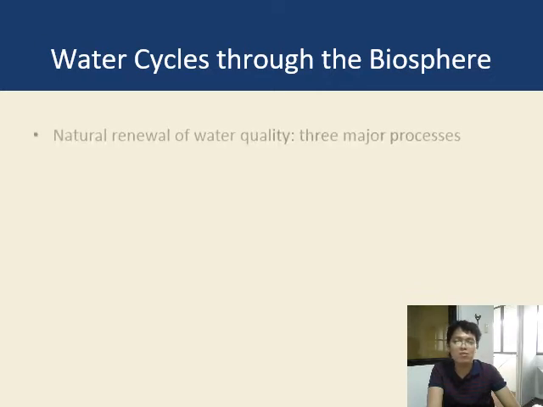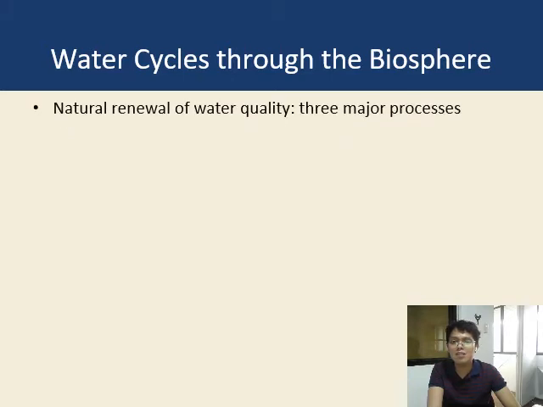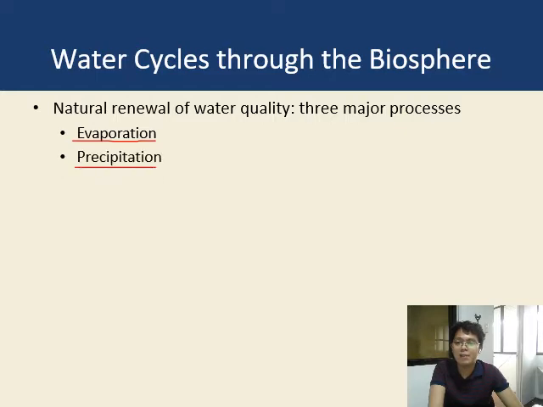Now, water cycles through the biosphere, and there are three major processes in the natural renewal of water quality. We have evaporation, or the conversion of the liquid state of water into its gaseous form. So when water is directly hit by sunlight, it vaporizes and changes its form into gas. Then we also have precipitation, just the opposite of evaporation, whereby from its gaseous form, water turns back into its liquid form. And then the other one is transpiration. This is the process in which plants excrete excess water through the leaves and branches of plants and trees.